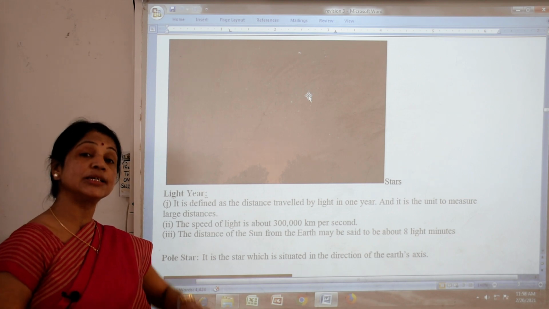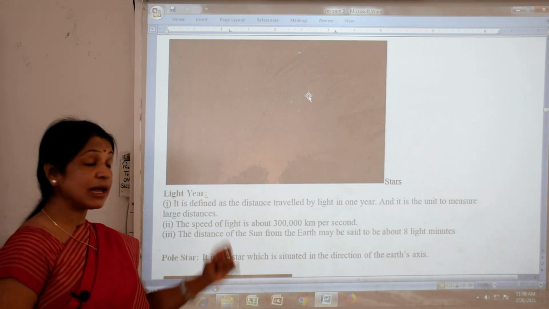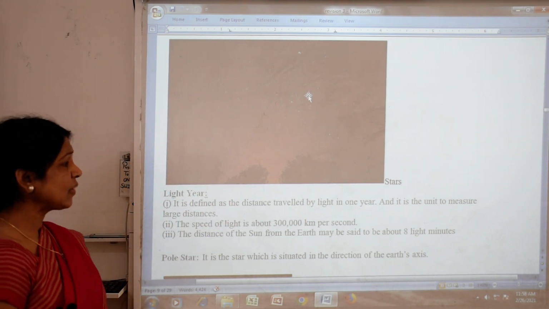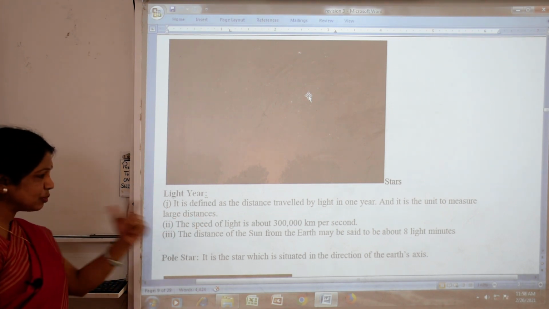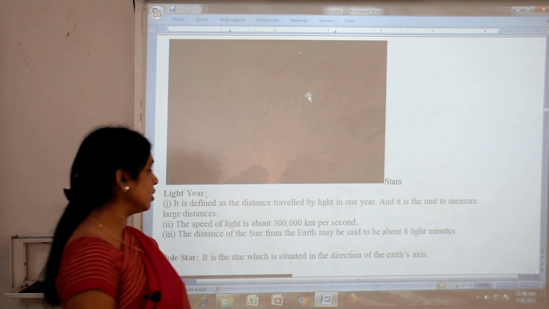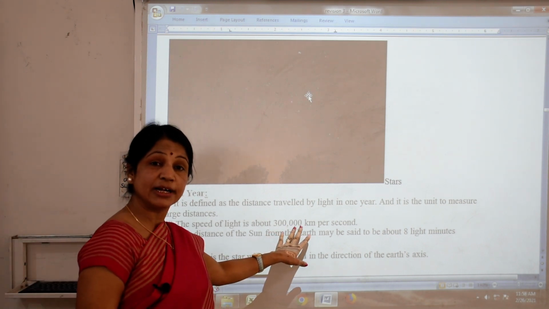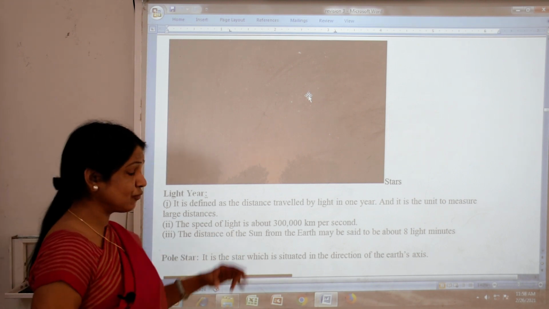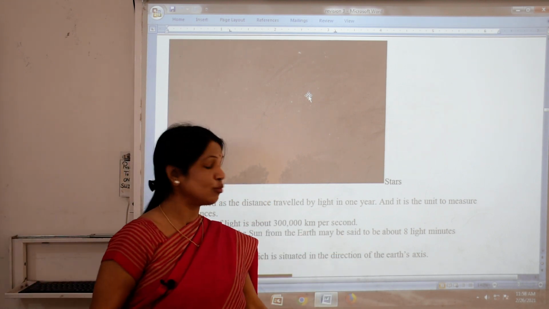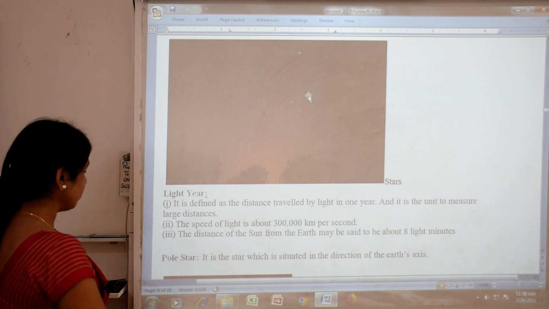A light year is defined as the distance traveled by light in 1 year, and it is a unit to measure large distances. The speed of light is about 300,000 kilometers per second, and the distance of the Sun from the Earth is about 8 light minutes.